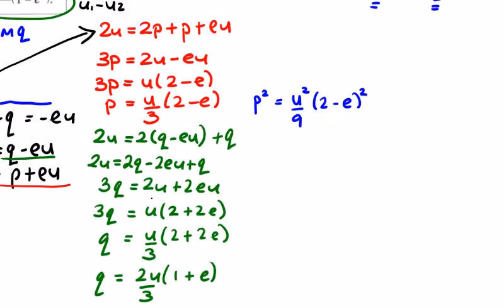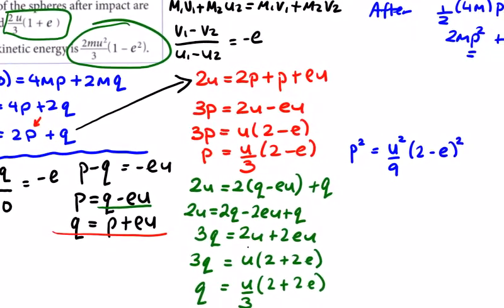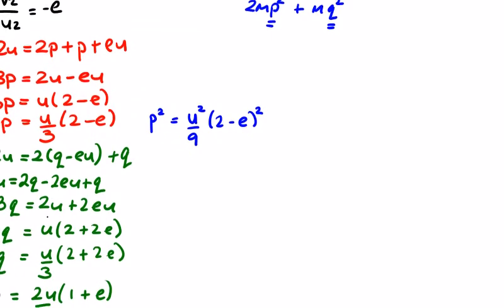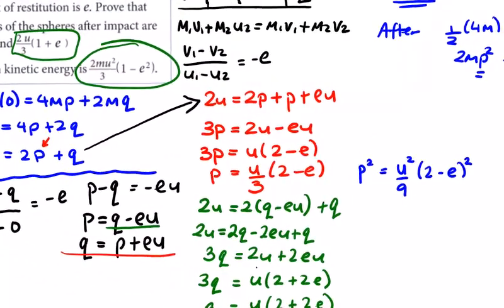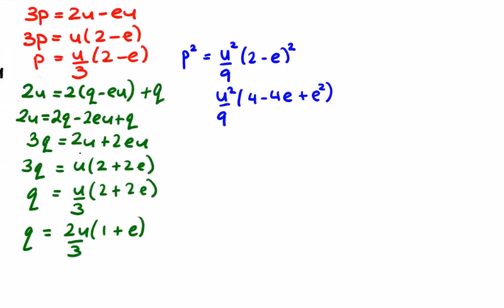Now what format do they want us to multiply that out? 2 minus e, 2mu squared, 1 minus e squared. Yeah, I think we need to multiply this out. Or we can, do we have a 1 plus e squared? No, just a 1 minus e squared. Okay, so u squared over 9 times 4 minus 4e plus e squared. So that's p squared, q squared.